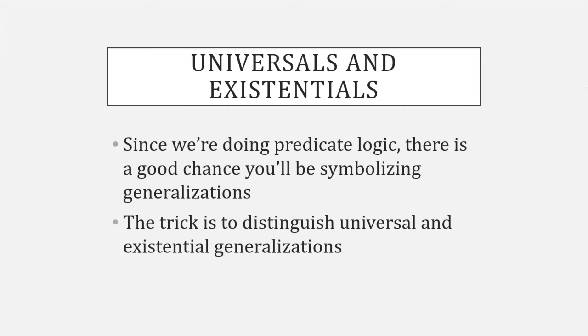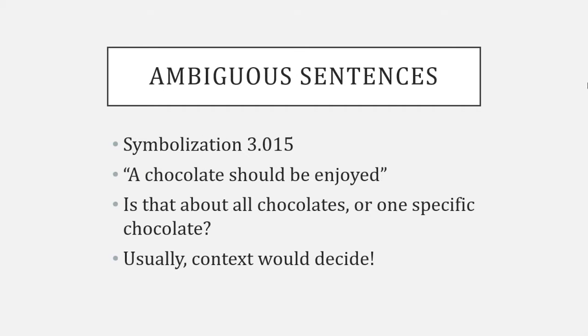So when you're symbolizing in predicate logic, not every single sentence that I'll ask you to symbolize will be a generalization, but lots of them will. And the trick is to distinguish existential from universal generalizations. And that is sometimes genuinely tricky. So I want to address something that was talked about on the Quarkus, symbolization 3.015.